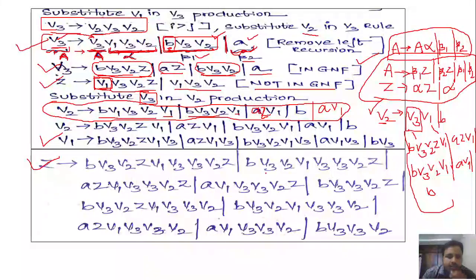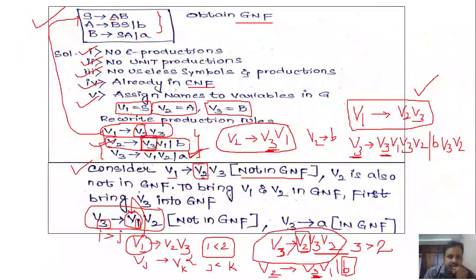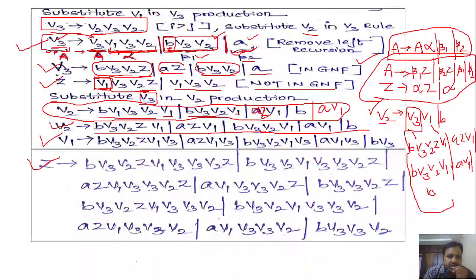So this is the production rules that we got for V2. Now, since V2 is in GNF, we have to substitute that V2 in the V1 rule, so that V1 will also become GNF. So here in V1 we have the rule like this. If you observe the previous rule, V1 denotes V2 V3, V2 V3.